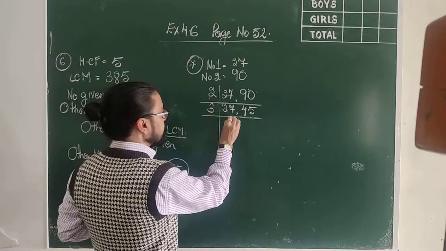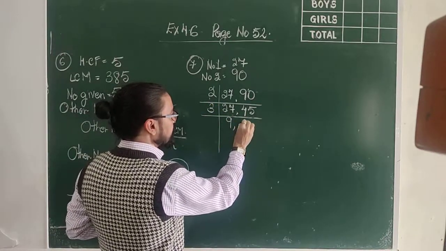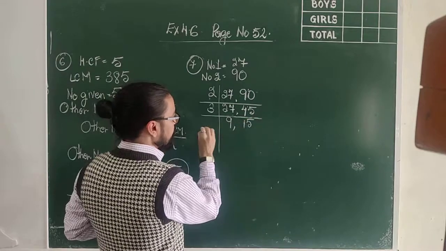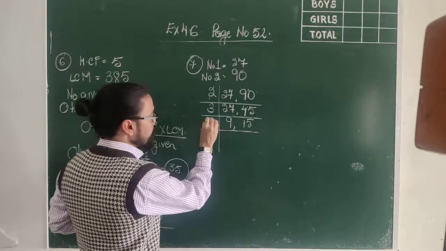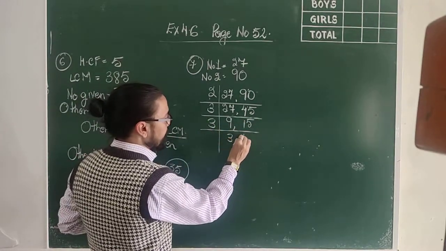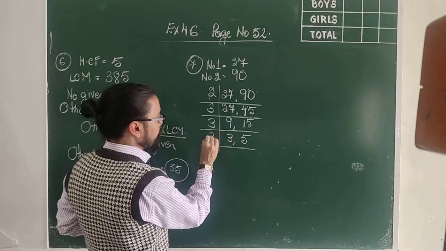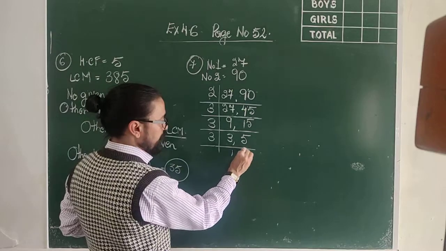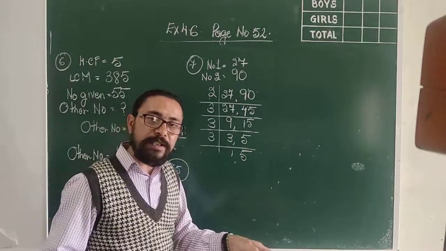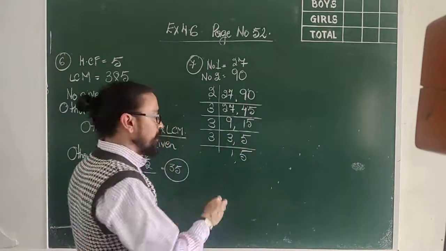So 3 9s are 27. 3 1s are 3, carry 1, 3 5s are 15. 9 and 15 again are divisible by 3. 3 3s are 9, 3 5s are 15. 5 is no more divisible by 3, but 3 is divisible by 3. So 3 1s are 3, 5 comes down. The number that is not divisible by that prime number is to be copied down.